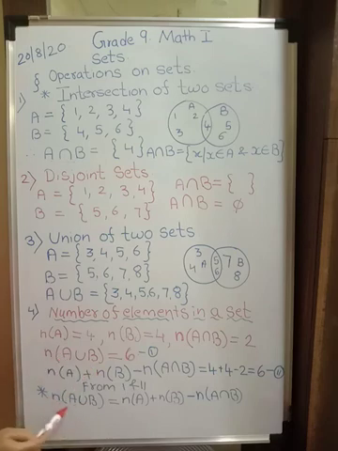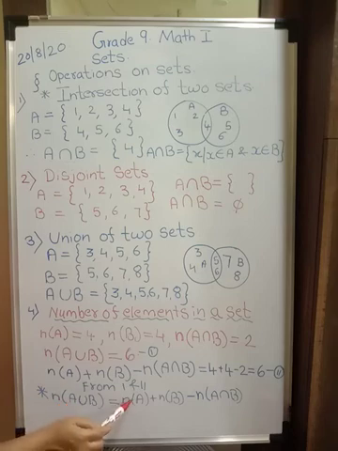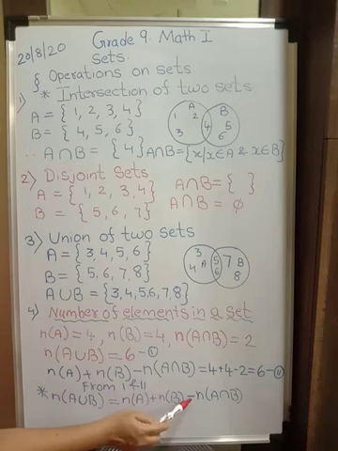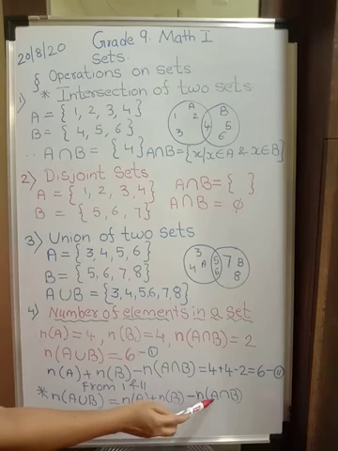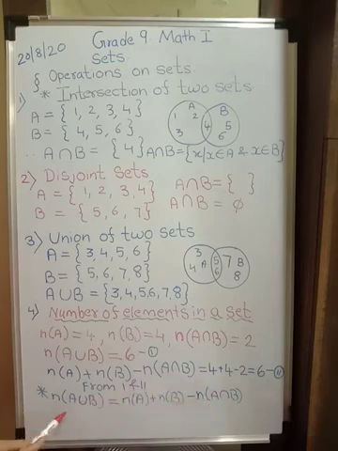So we get the formula: number of elements in A union B is number of elements in A plus number of elements in B minus number of elements in A intersection B. This is an important formula. Please remember, because in exercise 1.4, we are going to solve the problems using this formula. I hope the concept is clear.